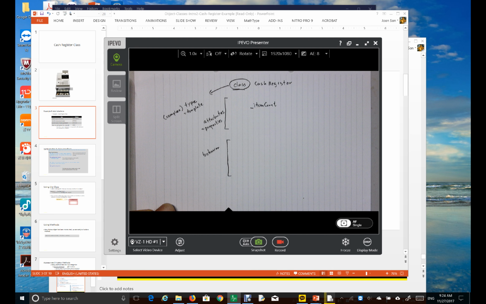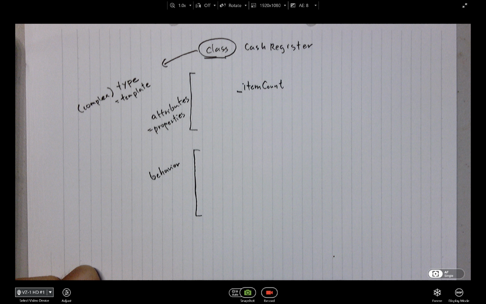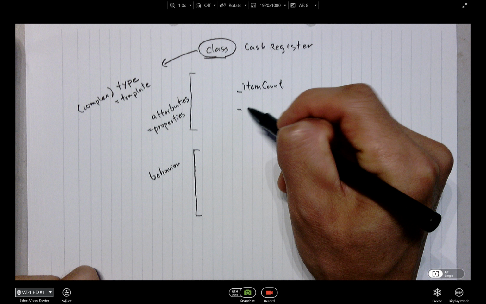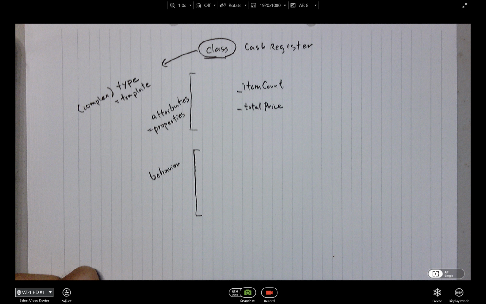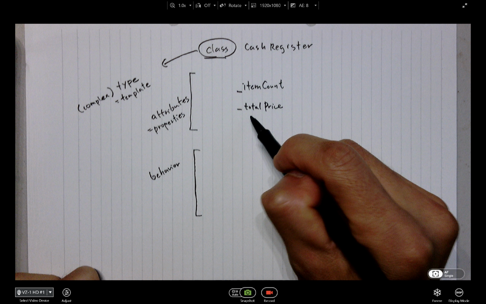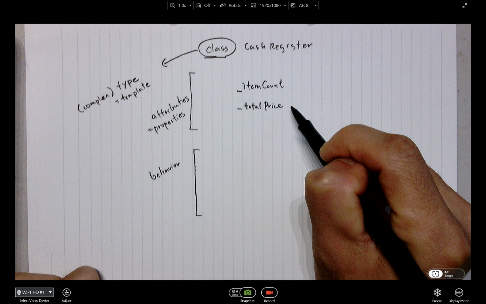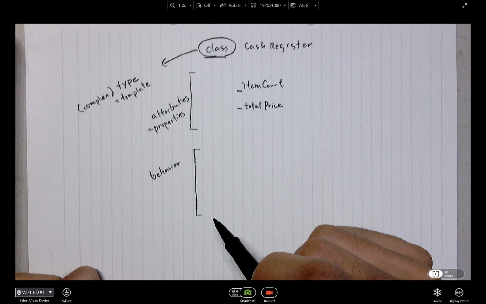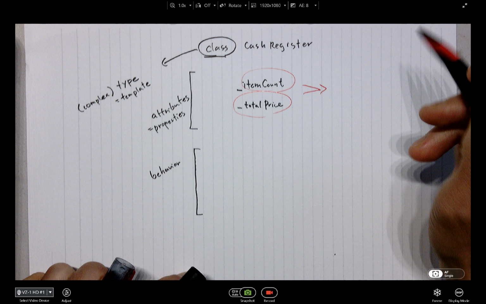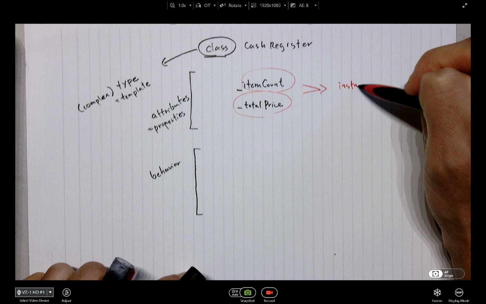So we have _total_price, underscore total price. This attribute, the total price, basically means the total price of items purchased so far. So that's the total price, right? And when it comes to actual implementation, this _item_count and _total_price are called instance variables.